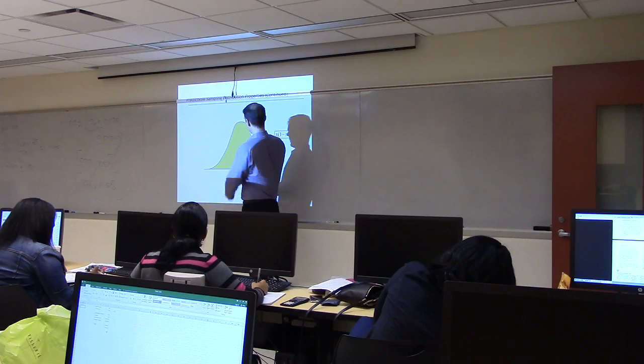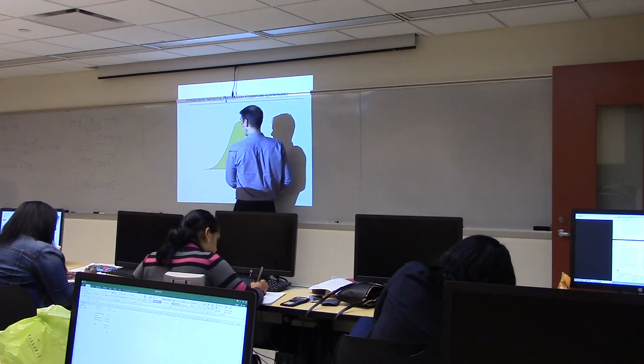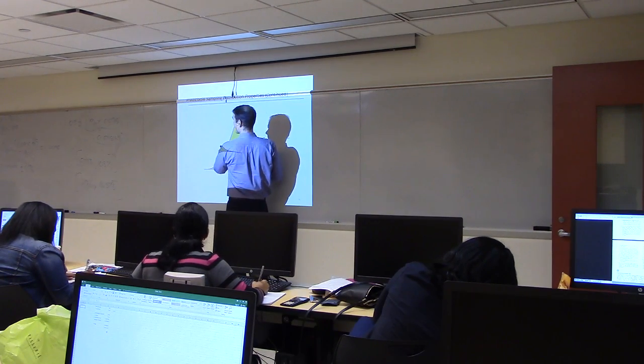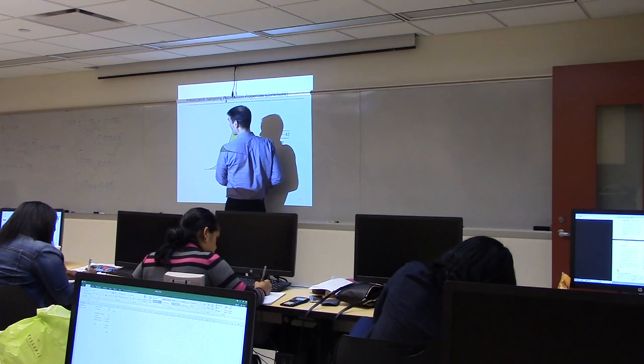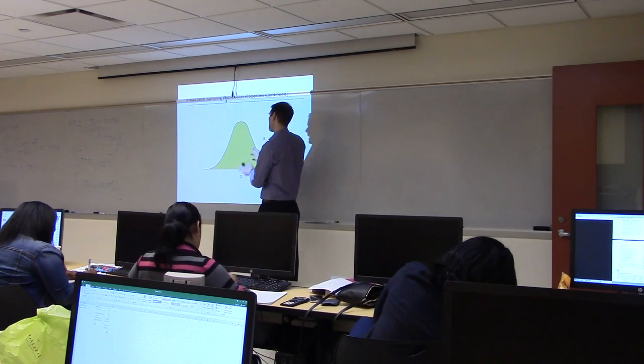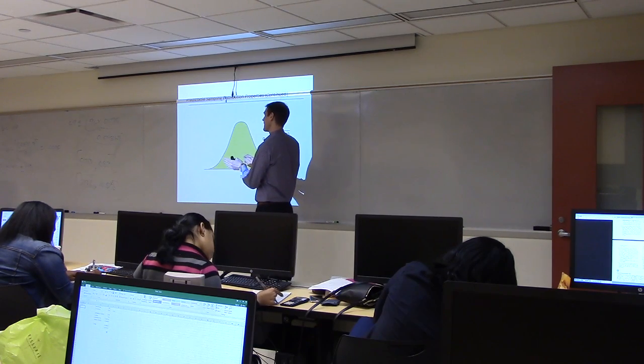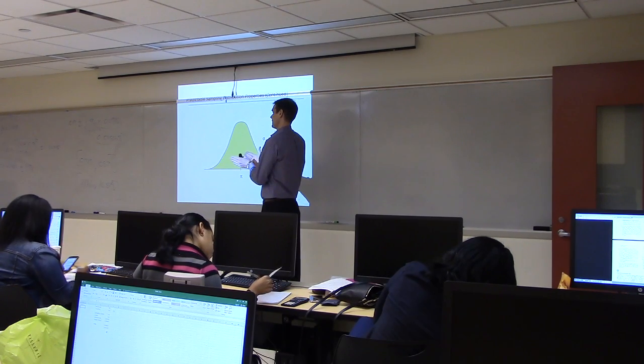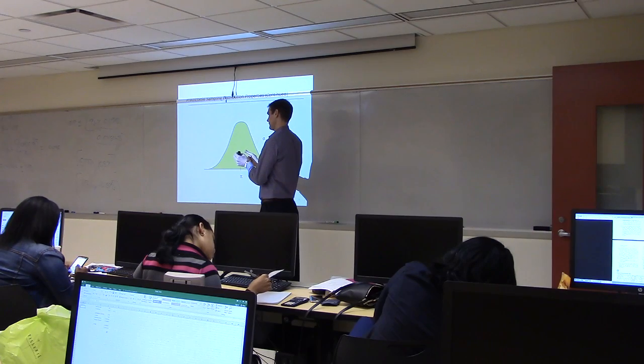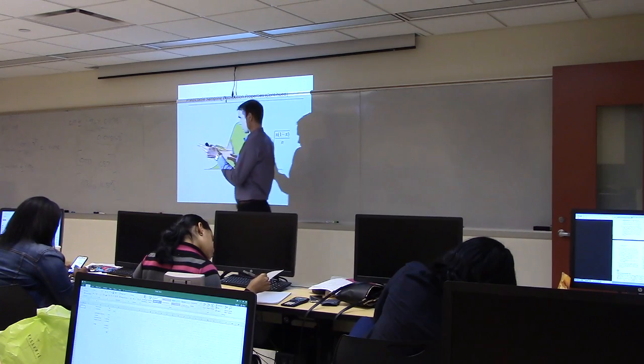68.3% of them would be within 1 standard deviation of the population mean. 95.5% would be within 2. The question is, how many would be within 95%? It's a little bit less than 2, right? How much less than 2?